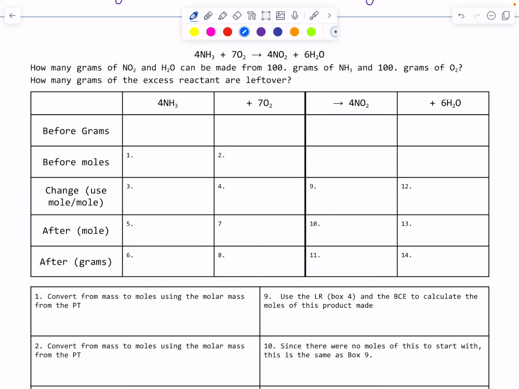This second stoichiometry problem that we can answer using a BCA chart is going to show us what happens if that first reactant is not the limiting reactant. So I start the same way. It's asking me how many grams of both products can be made from 100 grams of both of the reactants. So I just start out by putting in the original amount of each reactant. And I would start with no moles of product.